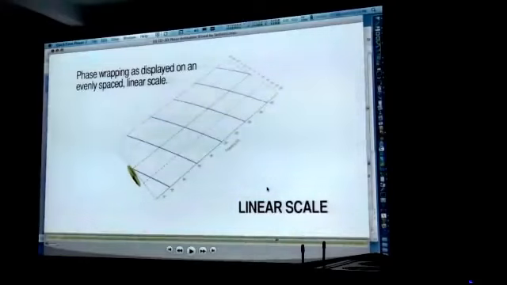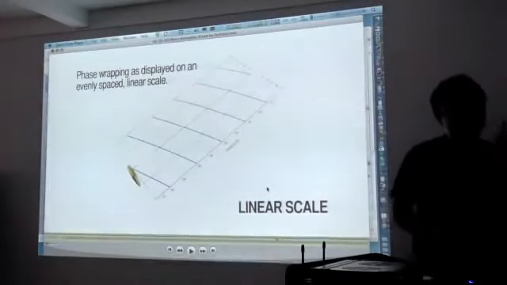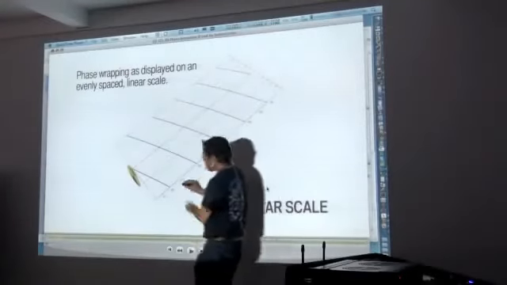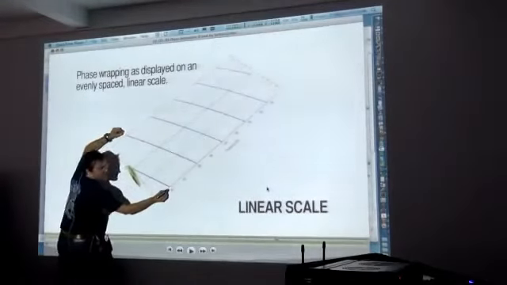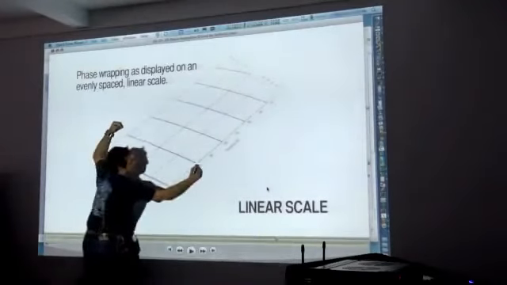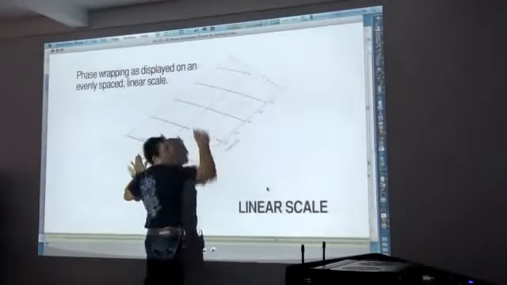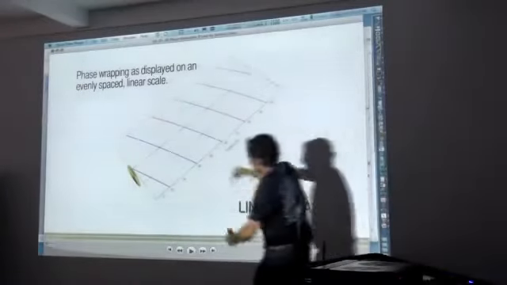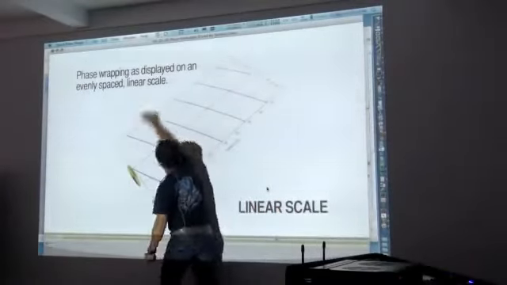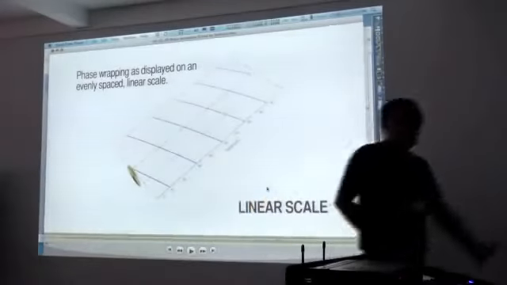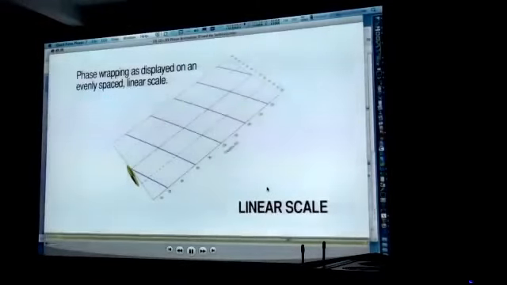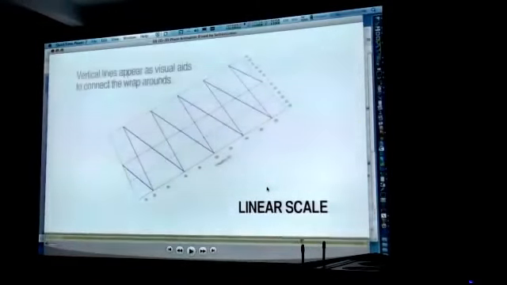Then some analyzers, like the SIM, will connect the bottom and the top points with a line. Some analyzers do that. How does it look when you connect the bottom and the top? Like this.